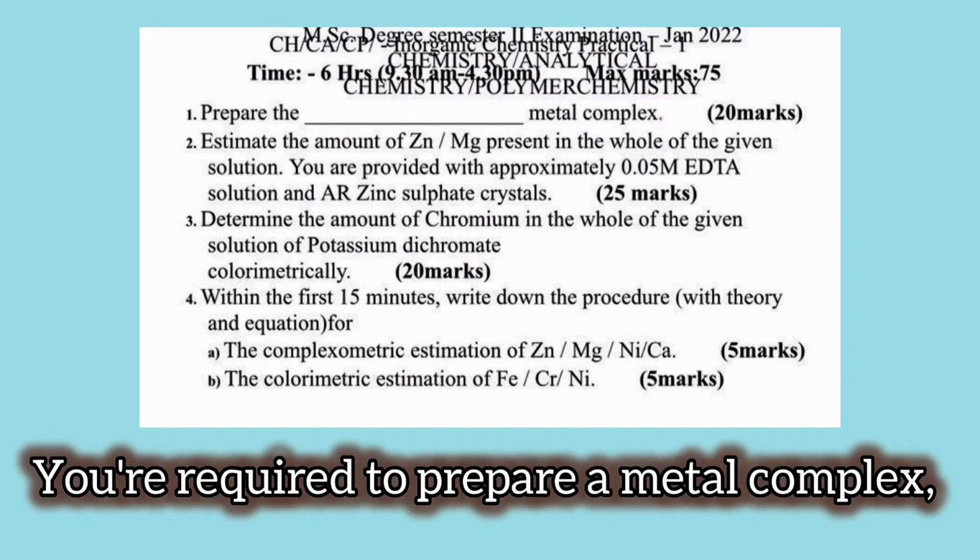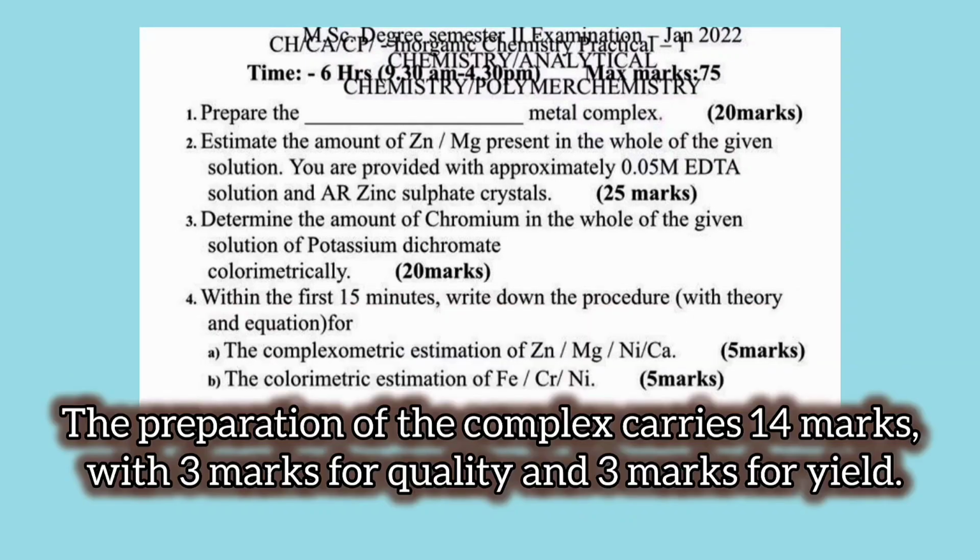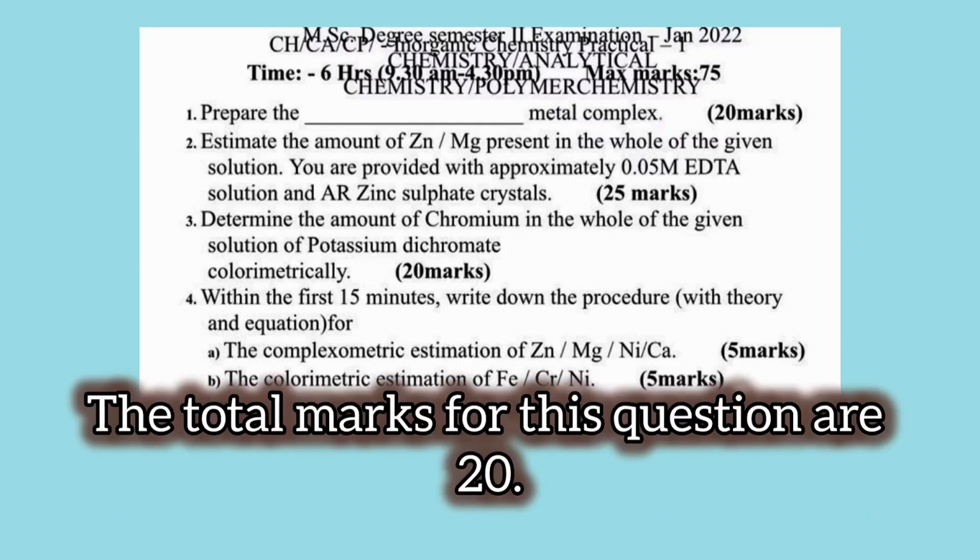You're required to prepare a metal complex, and you have three options to choose from: potassium trioxalatochromate, tetraammine copper sulfate, or hexaammine cobalt chloride. The preparation of the complex carries 14 marks, with 3 marks for quality and 3 marks for yield. The total marks for this question are 20.